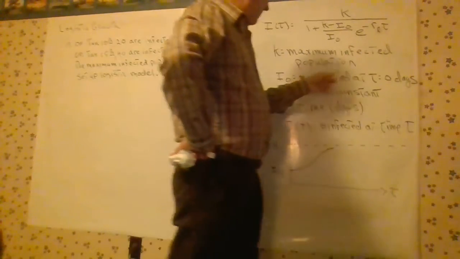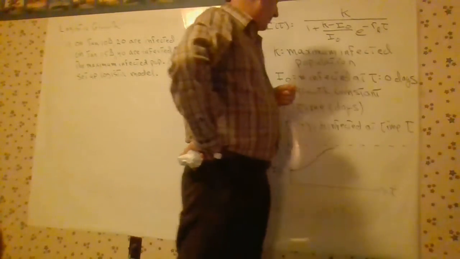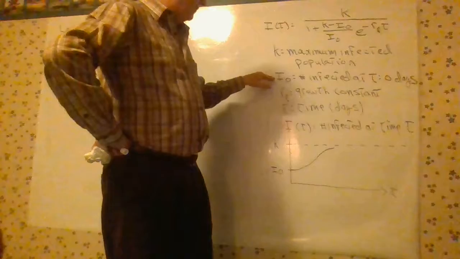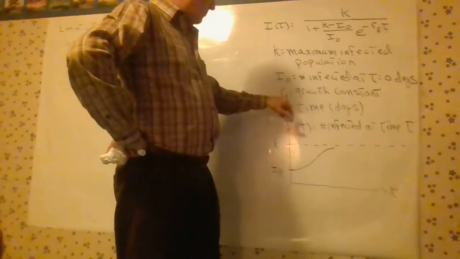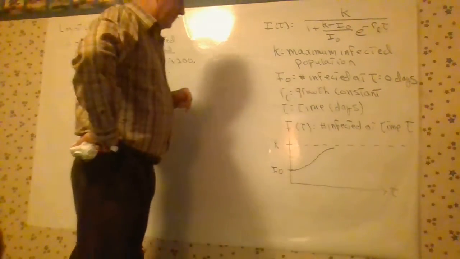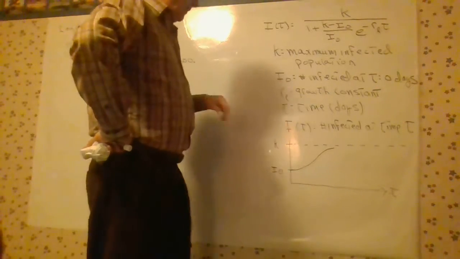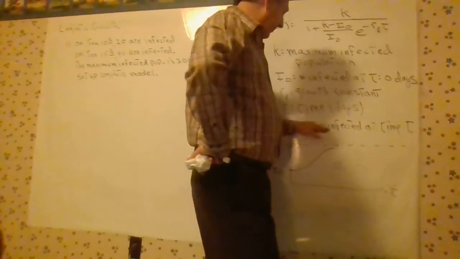I0 equals the number infected at time t equals 0. That's the initial number infected. R_L is a growth constant. We put an L here to indicate logistic. And then t equals time in days. I of t is the number infected at time t.